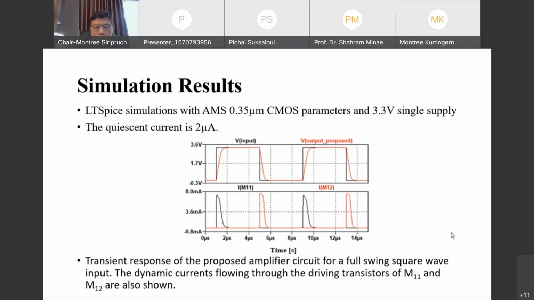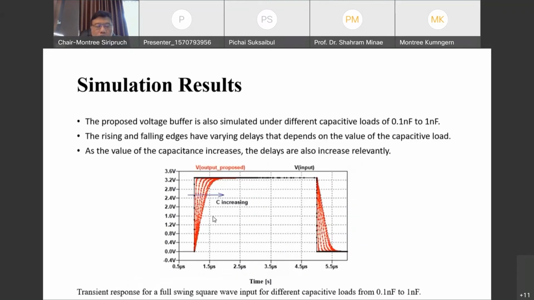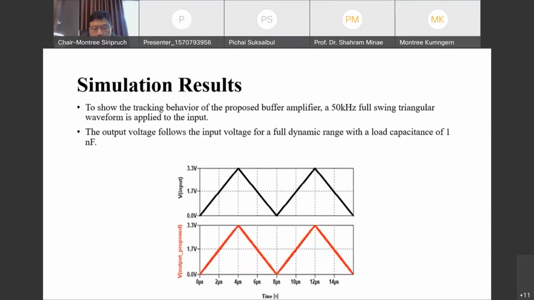I want to give these two current values because these currents also define the current consumption of the circuit. These simulations are for varying values of capacitors. If you increase the value of the capacitor, the delay will also increase. And these simulation results are for the tracking behavior. The input signal is a 50 kilohertz, full swing triangular waveform, and the output signal, which is shown in red, tracks the input signal perfectly.